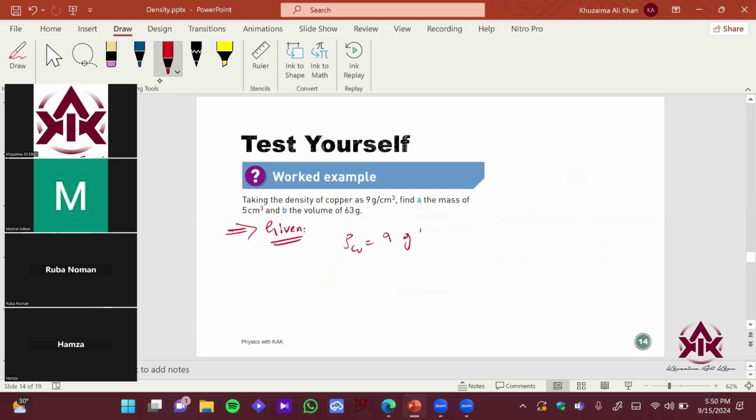This means that 9 grams of lead occupies the volume of 1 centimeter cube. They are saying that density equals mass upon volume. The volume is given as 5 centimeter cube, and the density of copper is 11 gram per centimeter cube. What would be the mass of the copper?